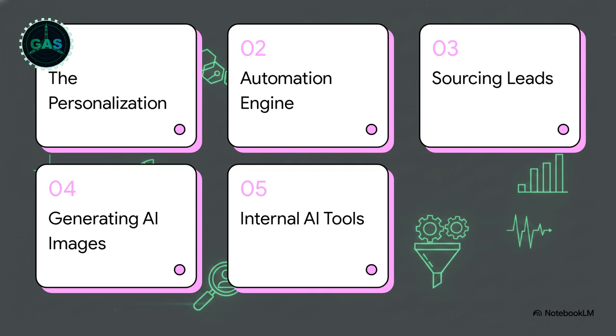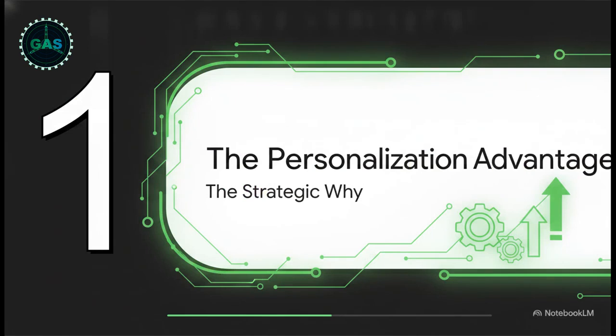We'll cover the personalization advantage, building the automation engine, sourcing and enriching leads, generating AI image assets, and finally, creating internal AI tools. Okay, let's dive into Section 1, the personalization advantage, the strategic why.